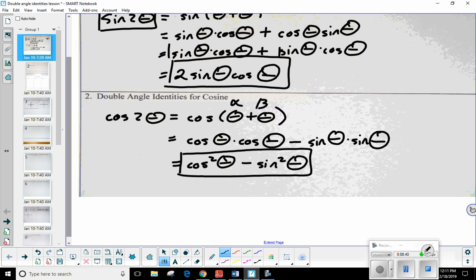Okay. There you go. So every time you see cosine of 2 theta, this is his identity. But he's kind of unusual. He is the only identity out of every one of them that we're going to be looking at that actually has 3 different versions.